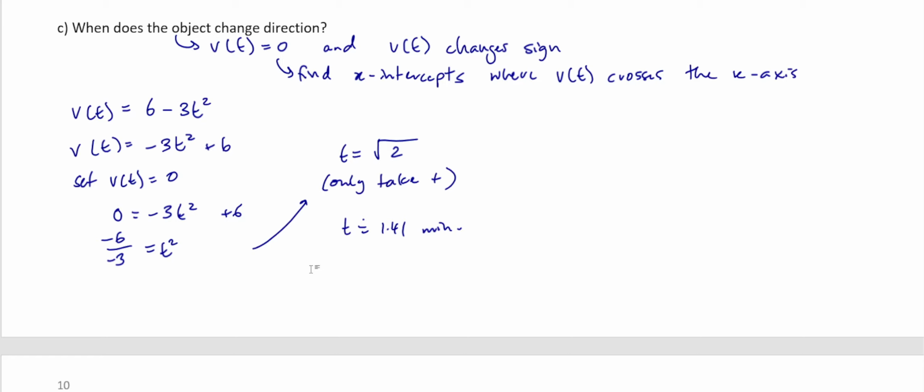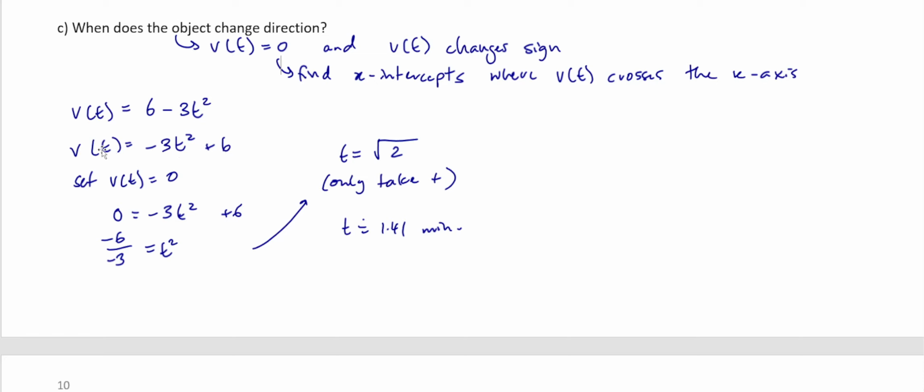I just had to find what t values make this velocity function equal to 0, and one of my t values was negative, so I know that I can just discard that value regardless. But let's see what this looks like in terms of a graph.